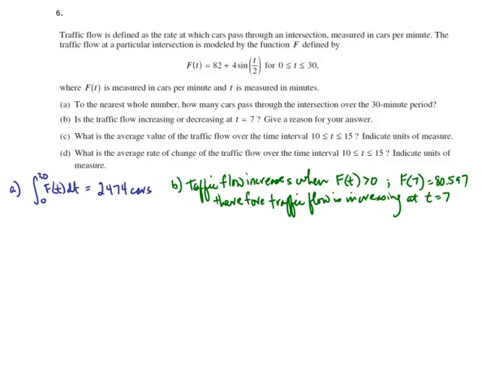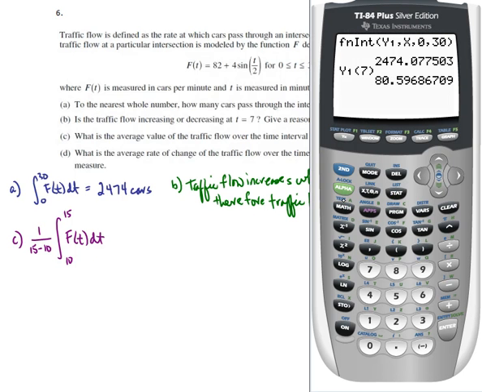Close down the calculator. Part C says, what is the average value of the traffic flow over the time interval? Since the traffic flow is our function that's defined there, the average value of a function is given by the integral divided by the width of the interval. And this involves the mean value theorem. So the average value of the function traffic flow over the time interval from 10 to 15 will be 1 over 15 minus 10 times the integral from 10 to 15 of F(t) dt. And we'll bring back the calculator and we'll find the integral.